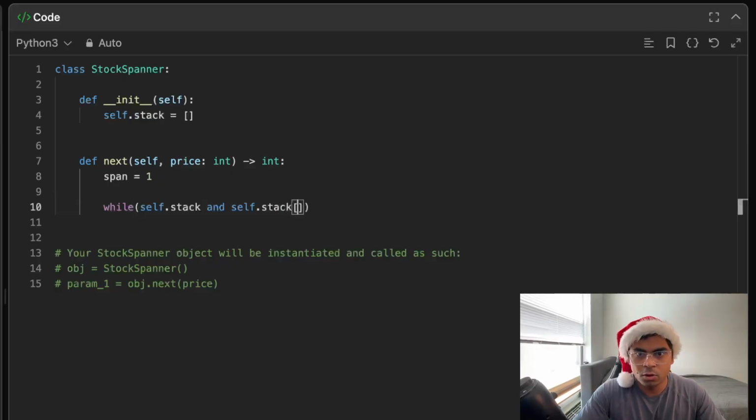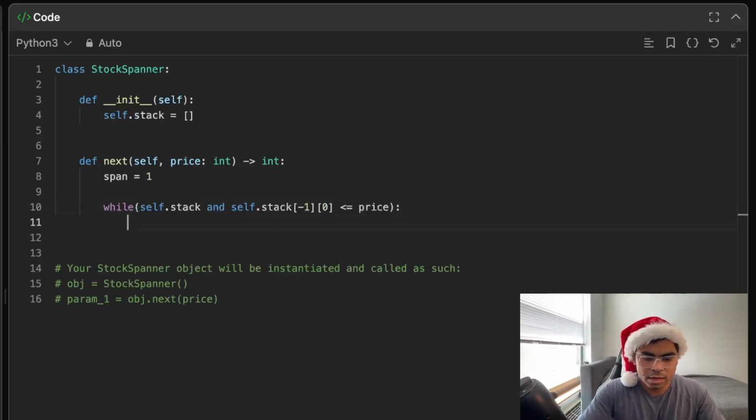self.stack's top, what is the top right now? -1. That's how you get the top. Its first value, that's where I will be storing the price. The price is lesser than or equals to my current price. If this is the case, then I will basically pop these values from the stack.